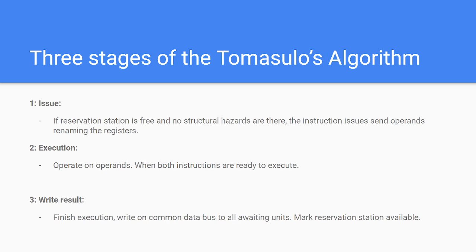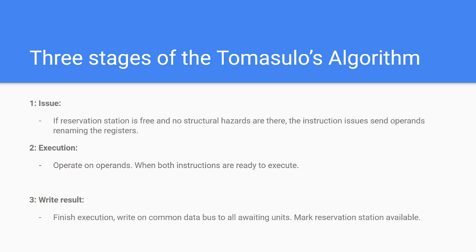There are 3 stages of Tomasulo's algorithm. First one is issue. If the reservation station is free and no structural hazards are there, the instruction issues and sends operands, renaming the registers. The second stage is the execution, which is basically to operate on operands when both operands are ready to execute.